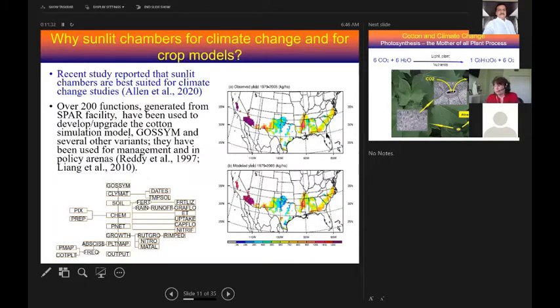Here, cotton that is grown in the 14 southern states in the US, actual yields. These are the predicted yields using the cotton model. And you can see some sort of closely associated results between the actual and the projected yields using the cotton model. For that reason, the results obtained to a certain extent in the sunlit chambers are more or less portable to the field conditions.